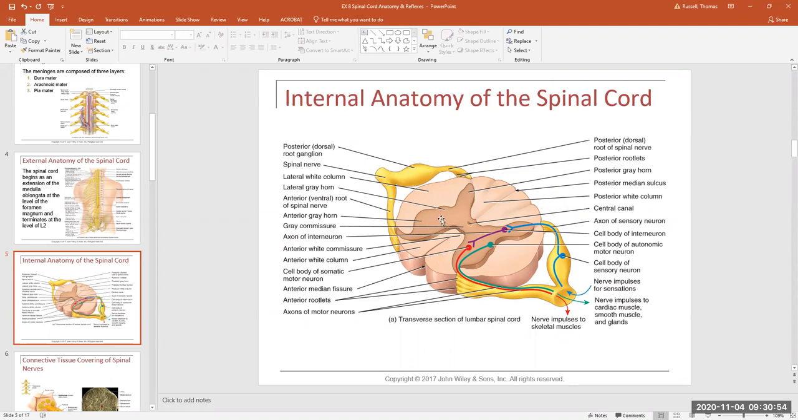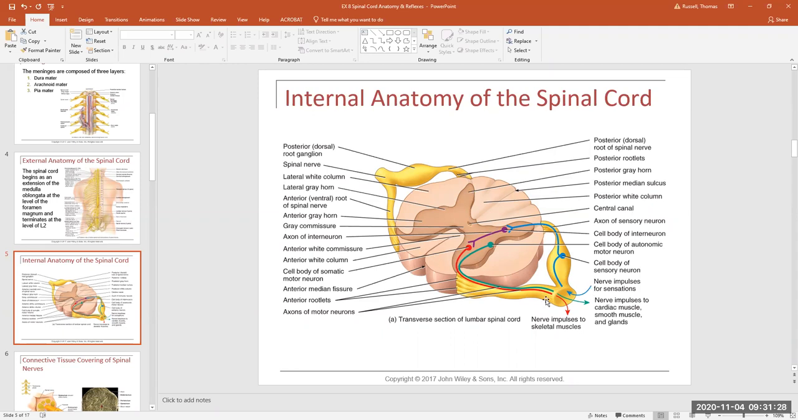The gray matter is separated into what we call horns. So you have posterior gray horns here and here. You have lateral gray horns here and here. And you have anterior gray horns in the front here and here. Posterior, lateral, anterior gray horns. Posterior, lateral, and anterior white columns.